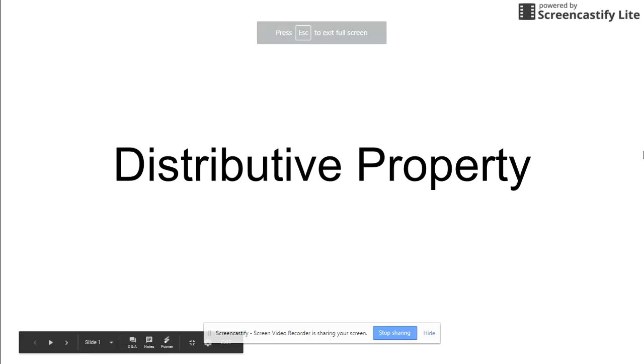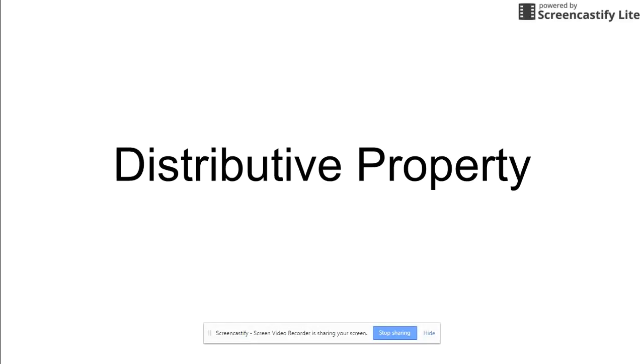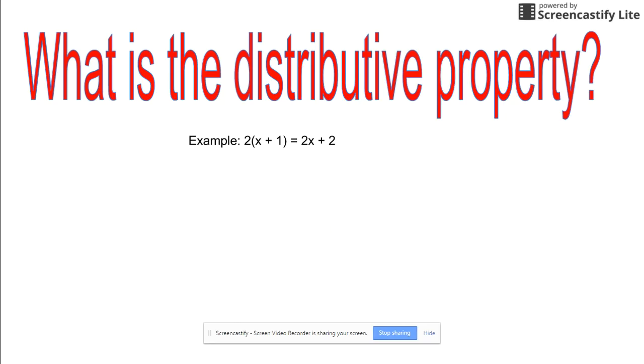All right, hello class, you're going to learn about the distributive property. So please get out a piece of paper. What is the distributive property? I gave an example of 2 parentheses x plus 1 and a parentheses equals 2x plus 2. What do you think the distributive property is? Is there another name that you thought of when you heard distributive property?